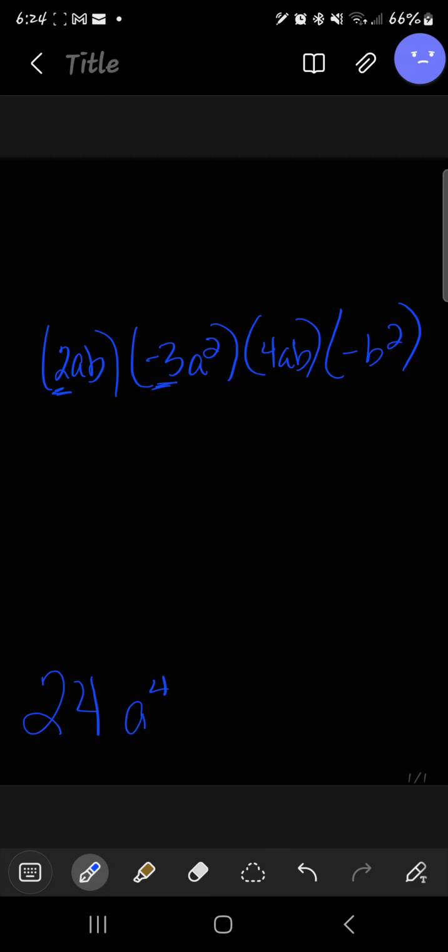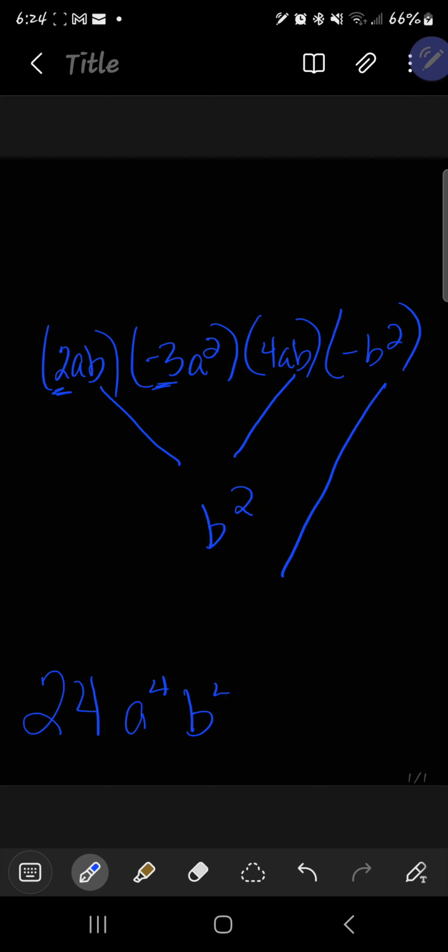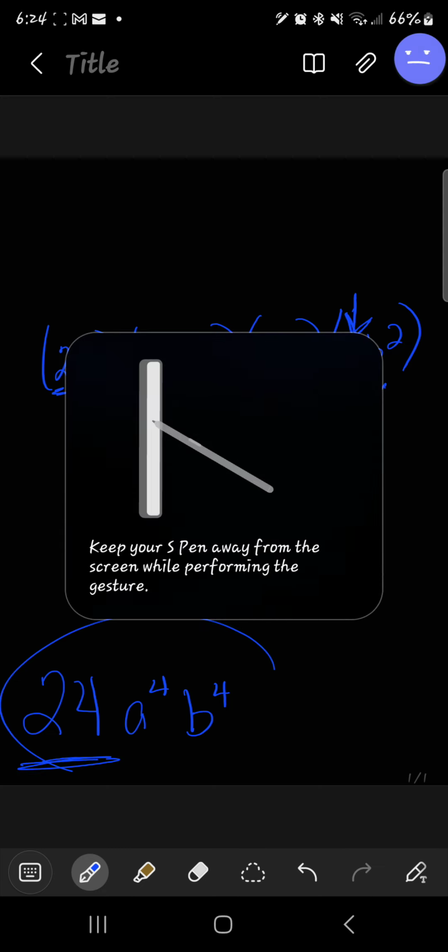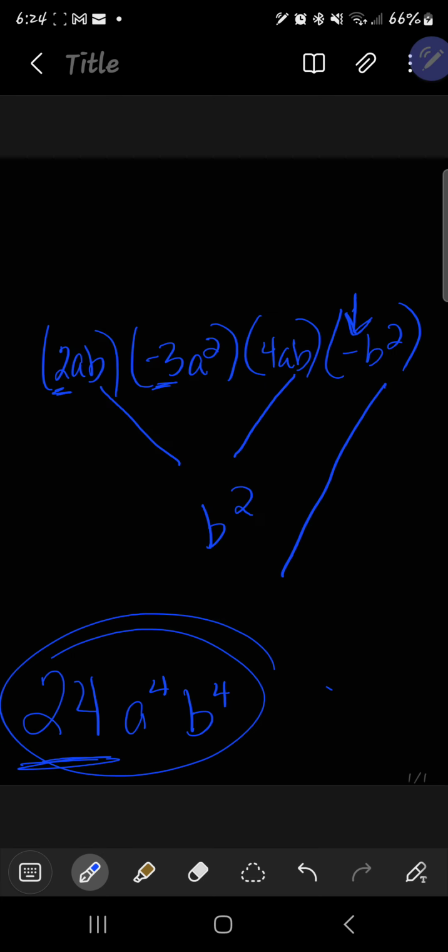Then move on to your B. So you have a B and a B. Both of those are B to the first. So it makes that B to the second. And then that B squared is going to make it B to the fourth. Remember, you don't have to worry about that negative sign that's right there because we've already dealt with it when we dealt with our number. All right, so that's going to be your final answer on one like that.